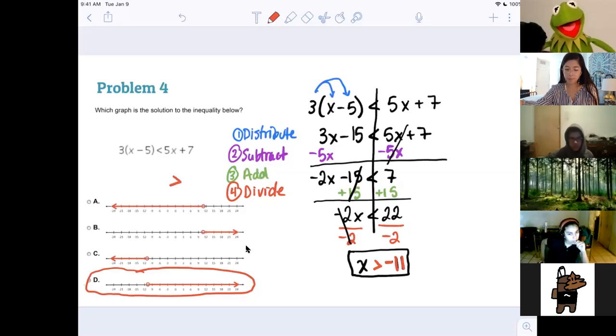So you have to be very careful, and when you're solving these problems, just keep track. Am I multiplying by a negative number? Am I dividing by a negative number? And just make sure you're keeping track of the direction of your symbol. Okay, thank you. You're welcome. Anyone else?